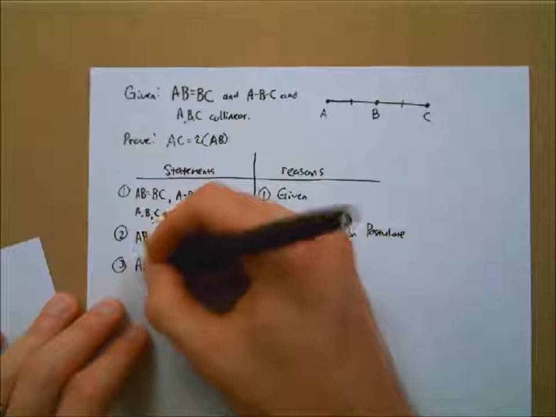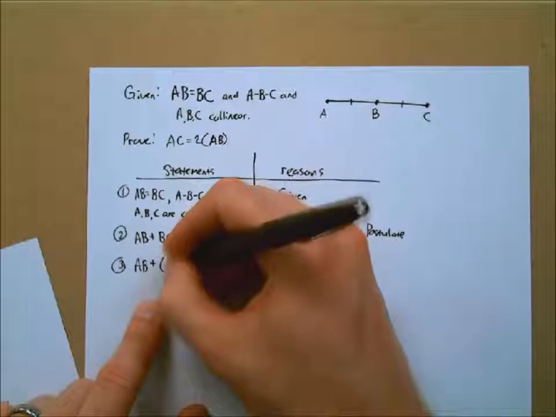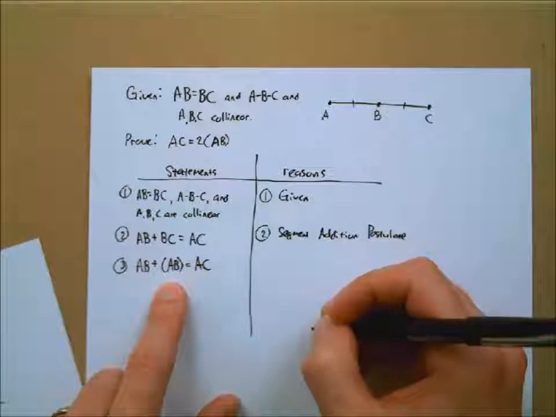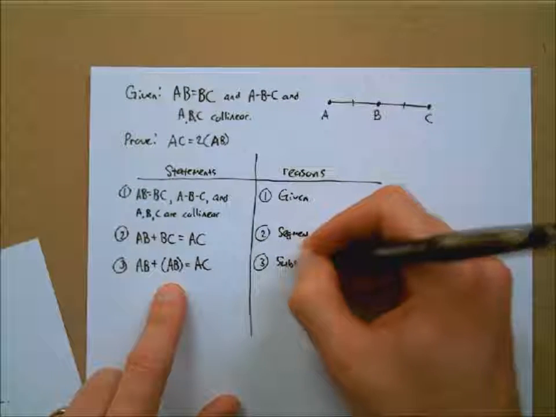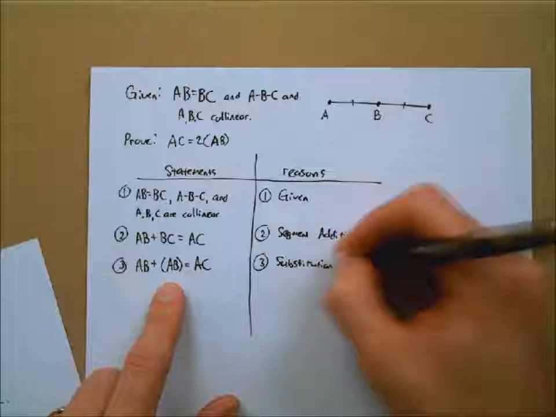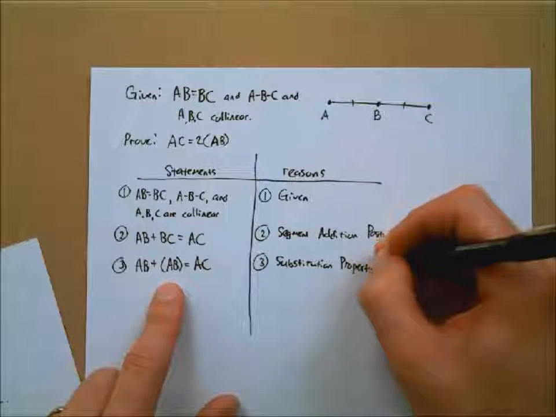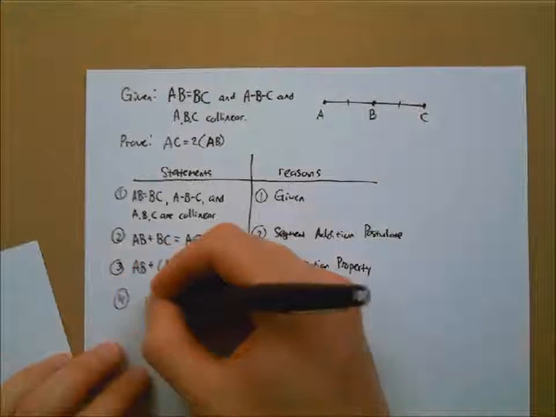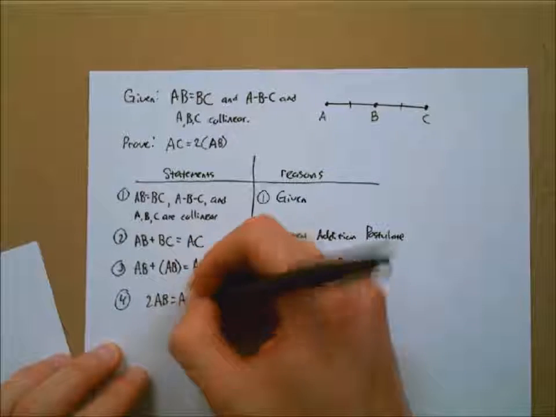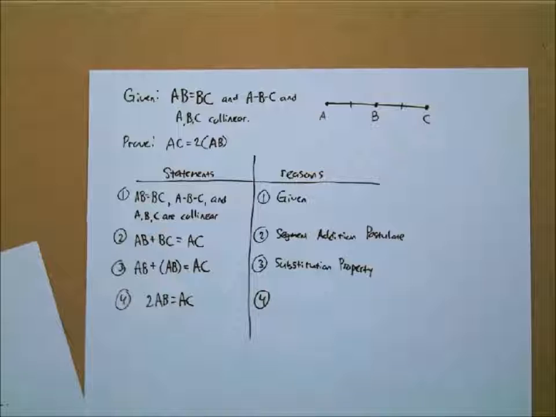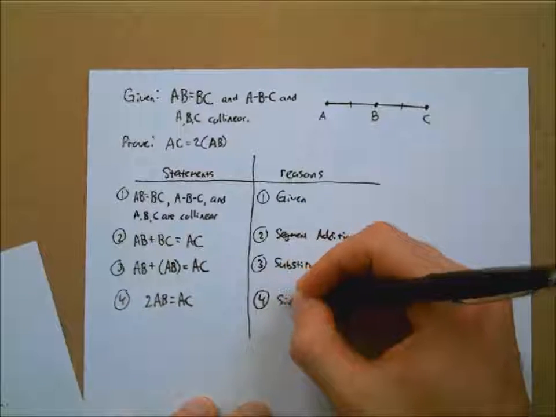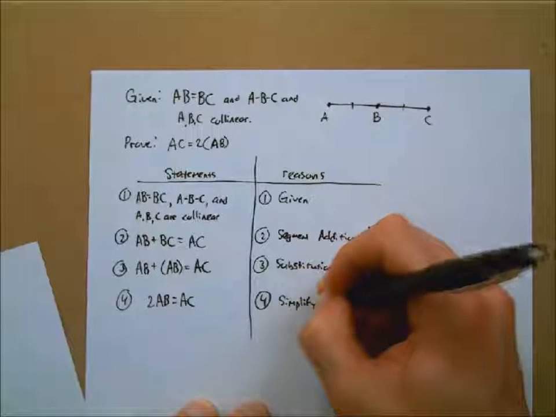Substitution, right? We're going to plug it in and replace it. So I'm going to keep this AB. I'm going to add in, substitute in the other AB. Again, using the substitution property. And what's AB plus AD? It's going to be 2AB equals AC. And the reason for this, I wouldn't even say it's the addition property of equality. It's just like simplifying, you might want to say. Or if you want to put combining like terms or something.